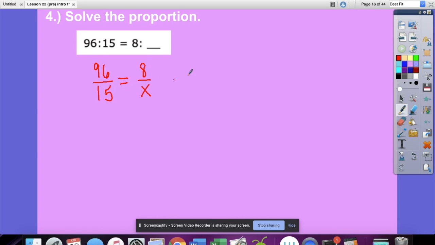I can just fill a variable in there. So I'll just put an X in there. And now I can go through just like I've been doing before, and find my cross products. So my first cross product would be 96X. My second cross product, 15 times 8, is 120.